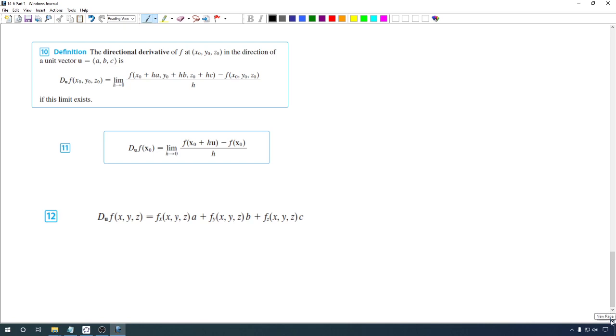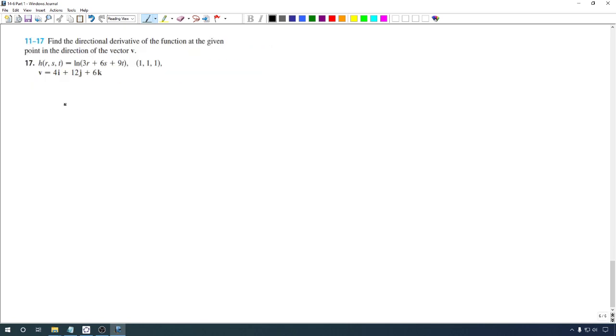So let's do an example in 3 dimensions. Here we have a function of 3 variables. They're not x, y, and z, they're r, s, t instead, but that's not really an issue. We're looking at the point 1, 1, 1, and we have a direction, a vector, of 4, 12, 6, written in terms of i, j, and k. We'll start off by looking at our partial derivatives.